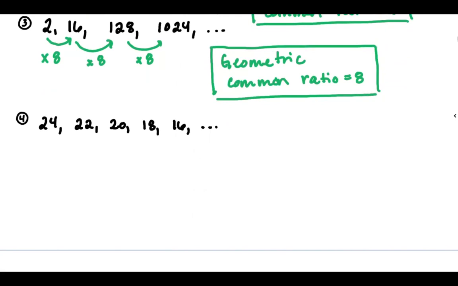All right, last one. Okay, 24, 22, 20, 18, 16. This one's going down. That's okay. We don't treat it any differently. We're still looking for what's that common thing that's getting us from one term to the next. So this one, it's pretty easy to see what's happening. To go from 24 to 22, we subtract 2. 22 to 20, subtract 2, subtract 2, subtract 2. So we're always subtracting 2.